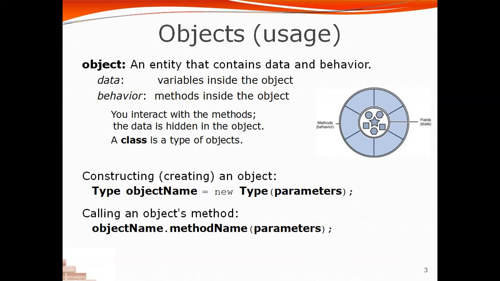Explain to you what objects are. As you all know, objects are entities that contain data and behavior. Data are the variables inside the object and behavior is the method inside the object. Try to understand this. Every object has two entities, data and behavior. Data is a kind of variable, you can say, and behavior is the method inside that variable.